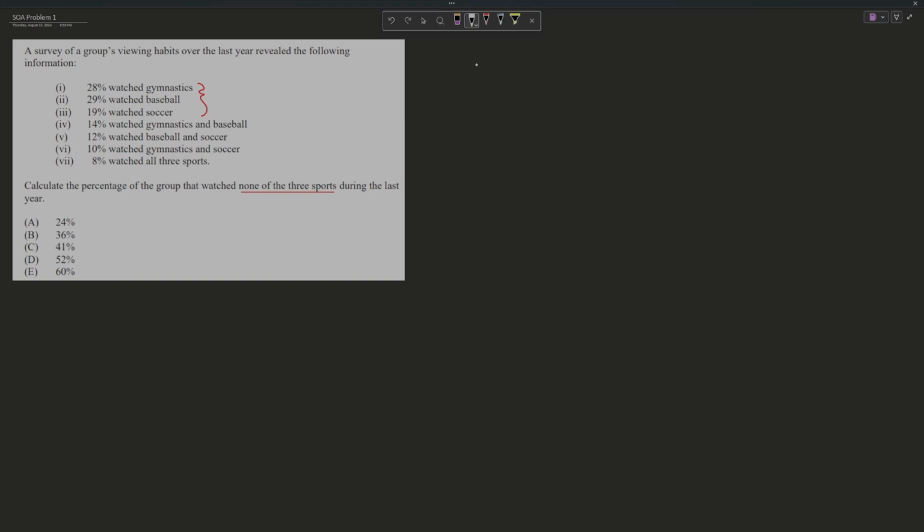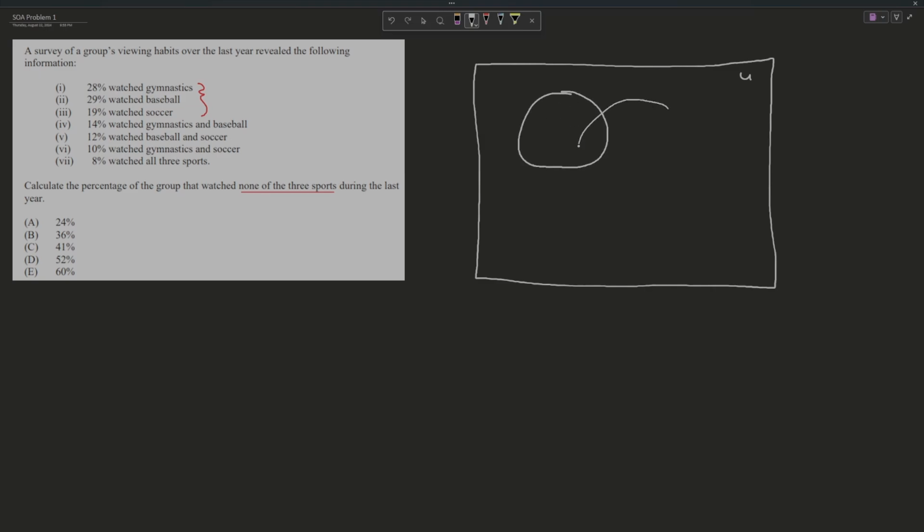So first, we have our universe here, and then we have our triple Venn diagram. We'll label our first set G for gymnastics, B for baseball, and S for soccer. For triple Venn diagram problems, it is best to start backwards. So we have our 8% that watched all three. We'll have it here. Also, I'm going to go over the more algebraic approach for this problem afterward, because this is the more Venn diagram approach if you like more visuals.